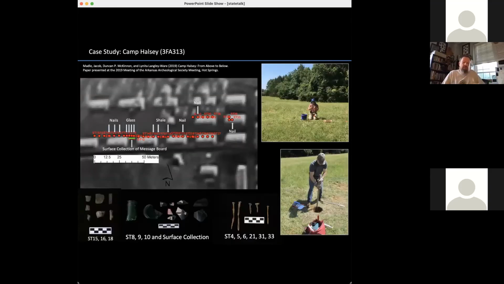Now to test the location of the barracks, UCA student Jake Madel in 2019, he tested this. He presented his research at the society meeting in Hot Springs in 2019. Maybe some of you might remember that. He dug 35 shovel tests and found nails and glass that correspond to the location of the barracks, as well as concentrations of shale. And we know from the camp descriptions that shale was used to create walking pathways throughout the camp. So we've got shale concentrations, or maybe pathways cutting through between the barracks. And these are some of the artifacts that he collected.